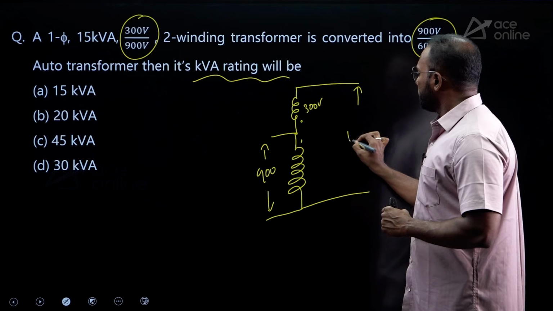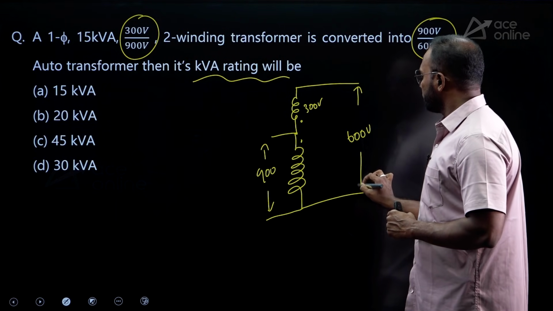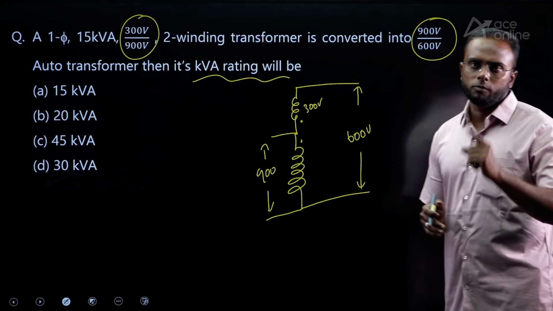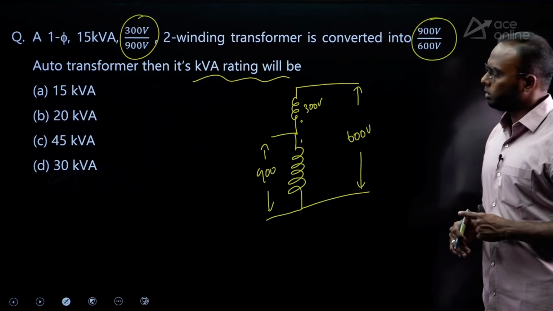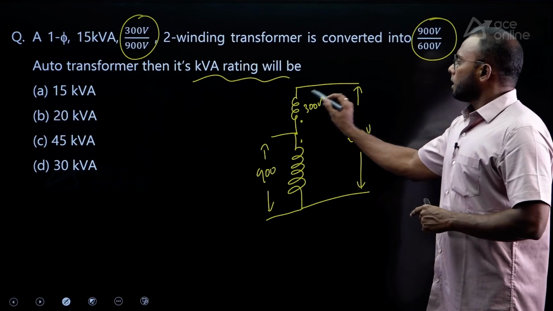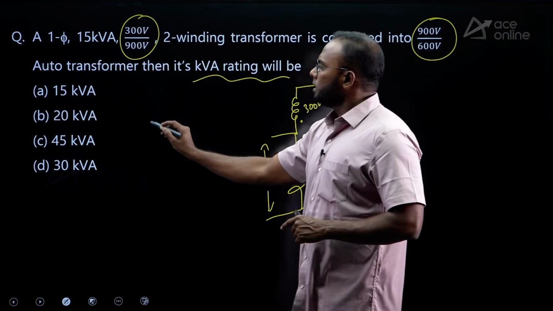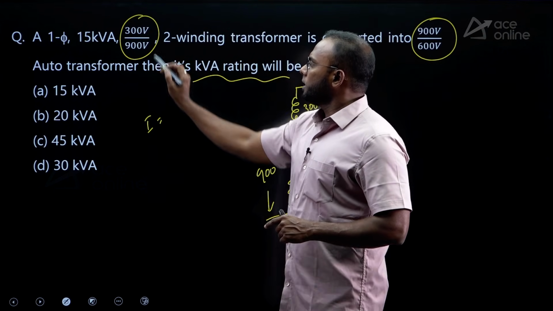Then 900, 600 series subtractive connection. Then what is the kVA rating of this? Don't use that formula whatever most of you know, that is for additive connection only. Then easiest one here, calculate the rated current of this 300 volt winding. According to data, what is the current in 300 volt winding?